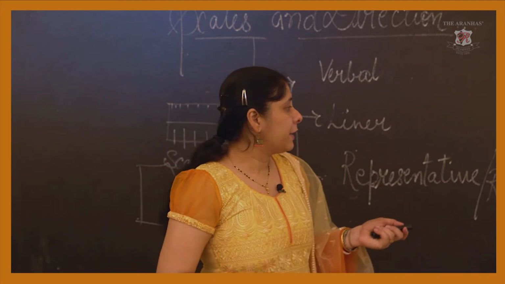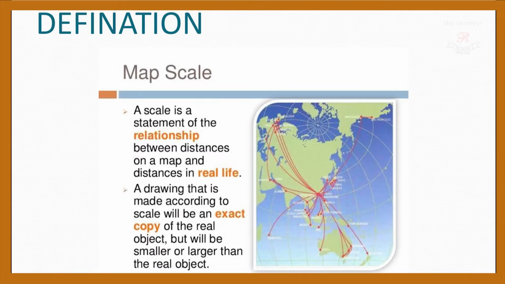Now the other important thing is that it will be smaller or larger than the real object. The distance can be small, the distance can be large. It depends upon how much we are working on it. But the exact replica would be there. If I share this, can you see the picture over here? Here certain distances, certain places, certain everything is mentioned. Is it that near? No, they are quite far. But with the help of the scale we can show it.